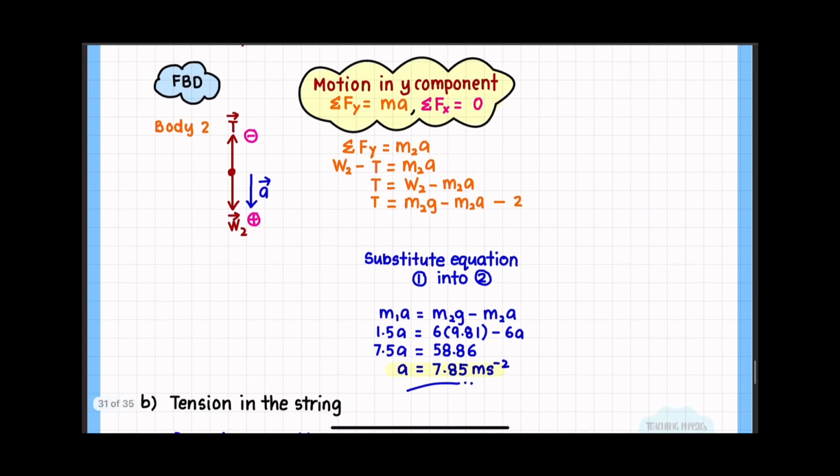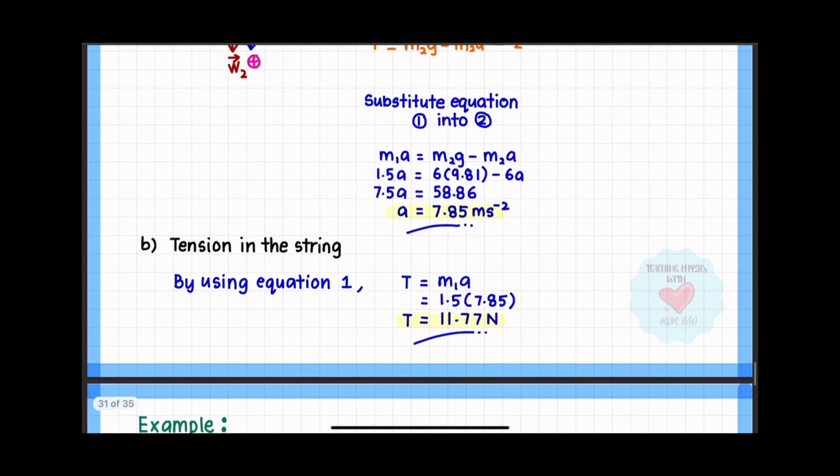Okay, so dah dapat acceleration saya adalah 7.85 meter per second squared. Okay, kemudian baru suruh cari tension in the string. Jadi awak ambil lah mana satu, equation 1 atau equation 2 untuk gantikan nilai acceleration untuk dapatkan tension in the string. So 11.77 Newton.